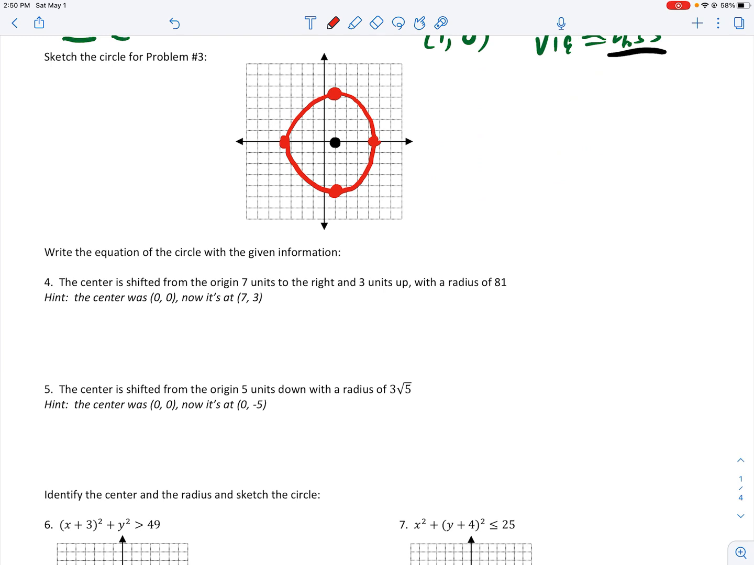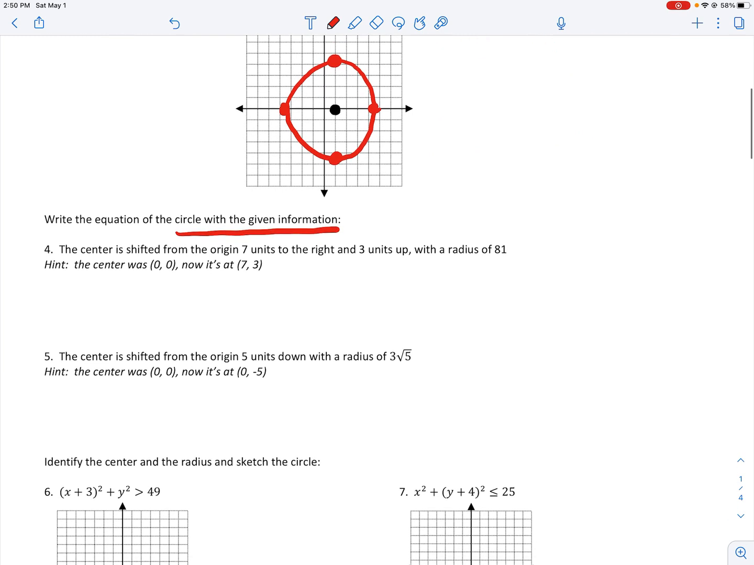So write the equation of a circle with the given information. The center has been shifted from the origin 7 units to the right and 3 units up with a radius of 81. So the center was (0, 0). Now it's (7, 3). So it's been shifted 7 units to the right. Remember, the center and the value given are opposite. So this would be minus 7. And if it's positive 3 for the center, in the equation it would be minus 3. Remember, the center and the equation, the signs are opposites.